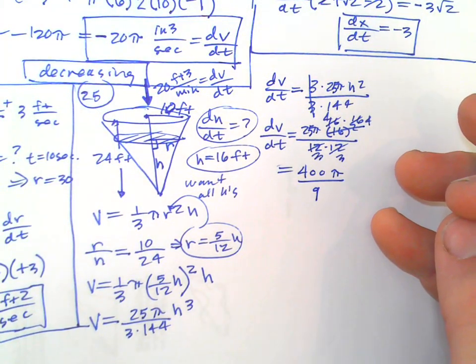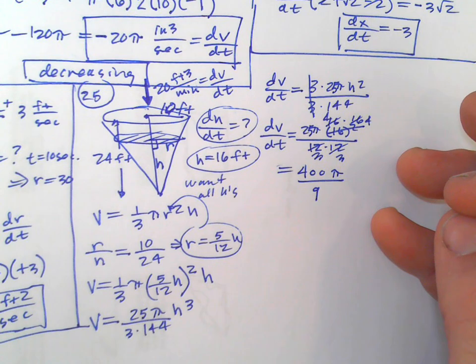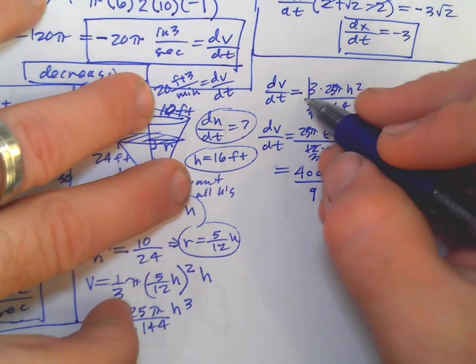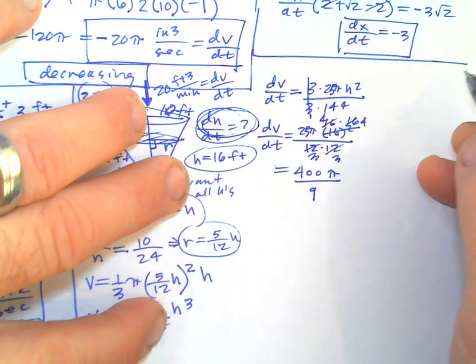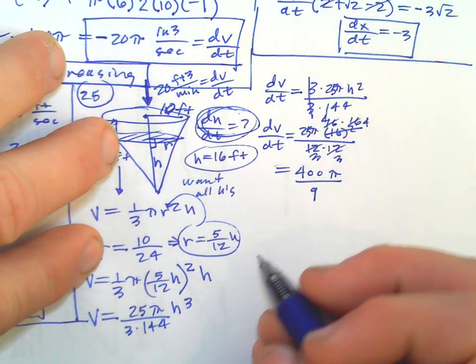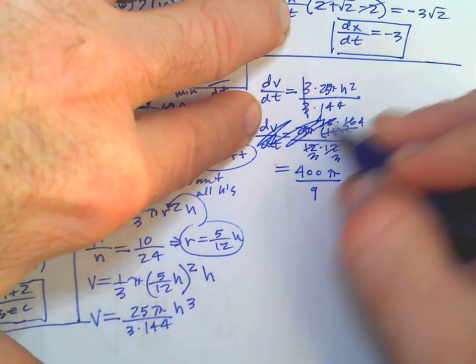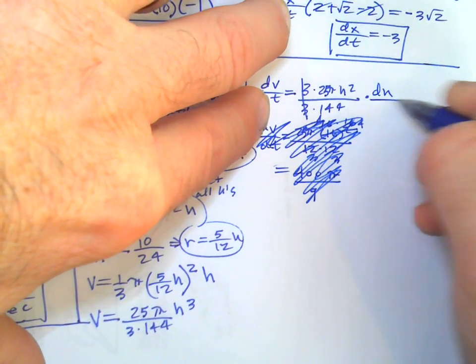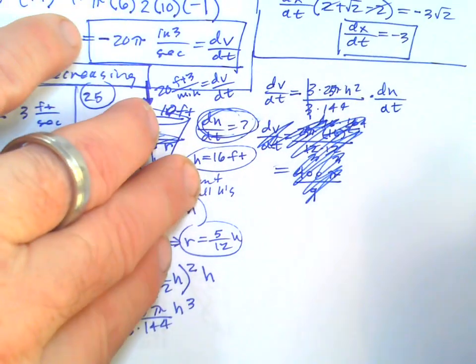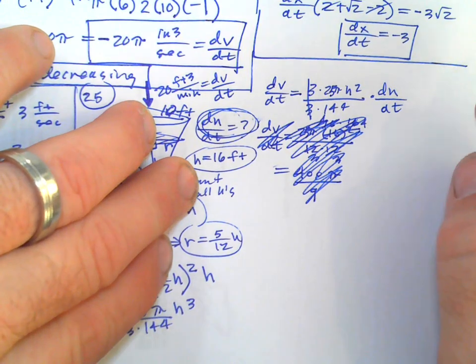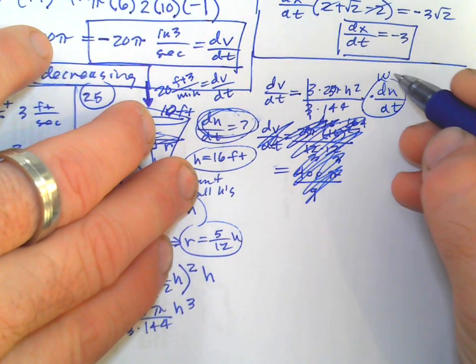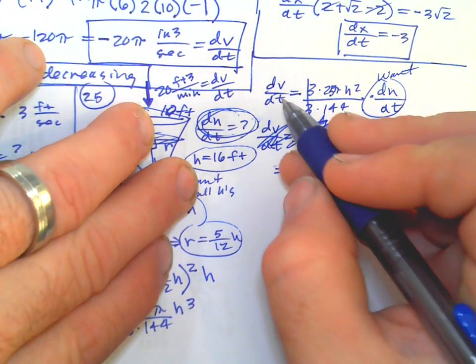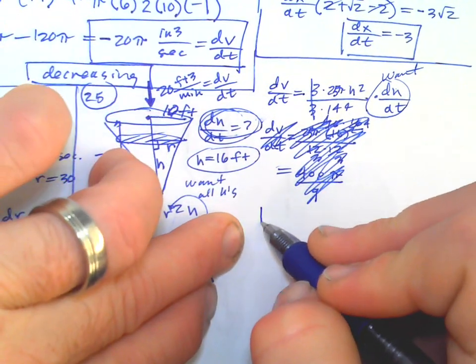Oh. Wait. Oh, shoot. We're looking for dh/dt, and I totally messed up. I forgot about the dh/dt. All right, it's good to see me make mistakes. I forgot about the implicit derivative. Totally messed that up. This is actually what we want: we have the rate of change of the volume. So that's going to be positive 20.